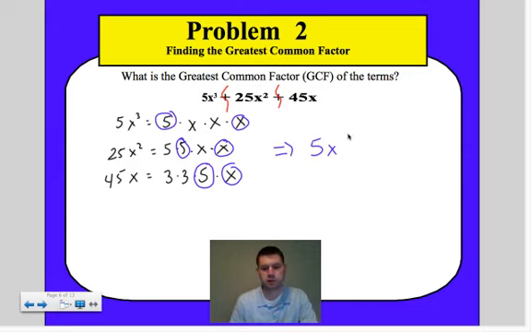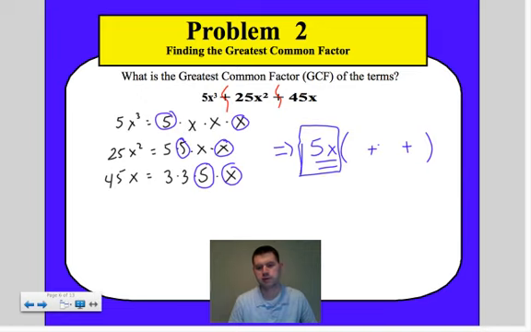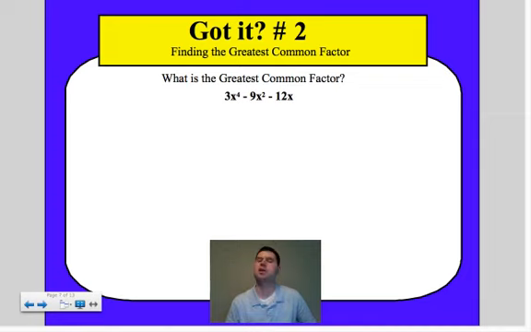Eventually we're going to figure out there are going to be 3 terms inside, and that's the monomial from problem number 1 that we would have distributed through to each term. So that's what we really found out. That would be how we reverse the process, and we'll get farther along into that. But for right now, your answer is just the 5x. So tell me what the greatest common factor is of this problem. Got it, number 2.